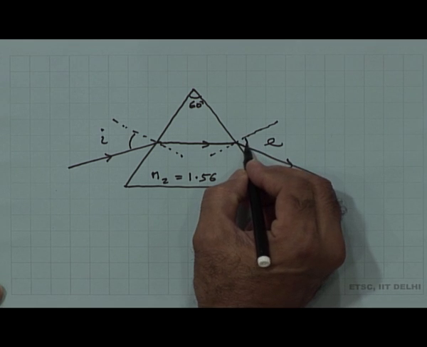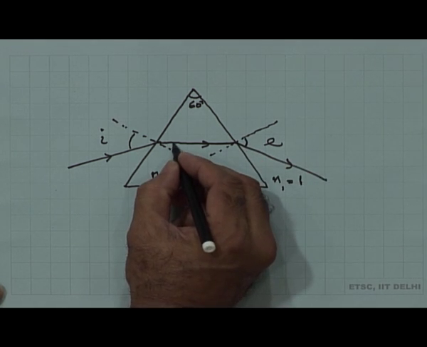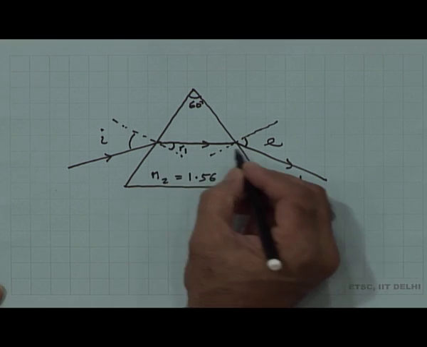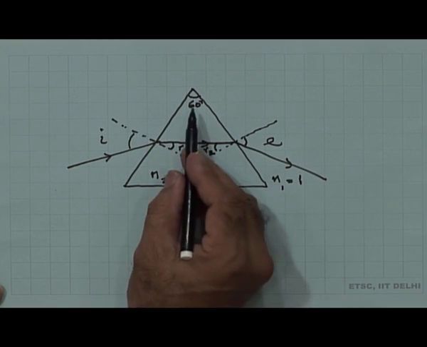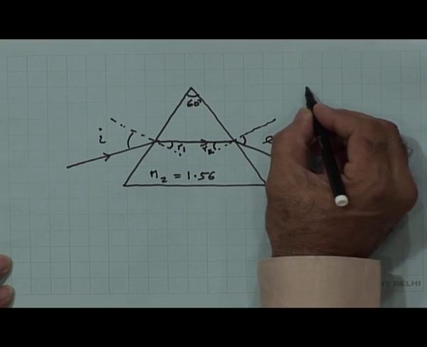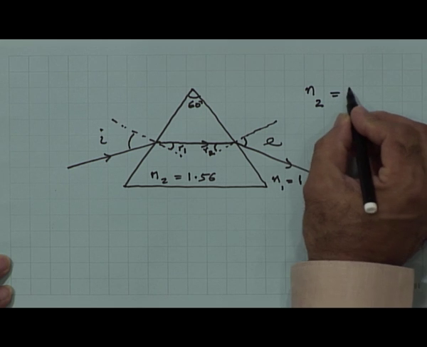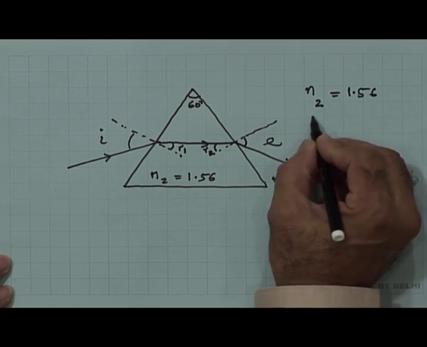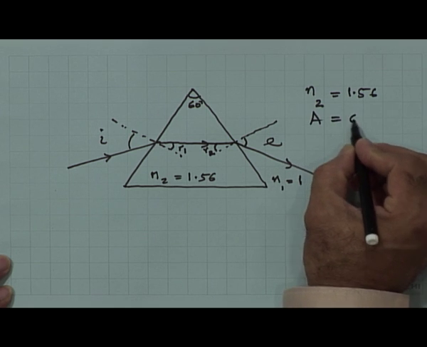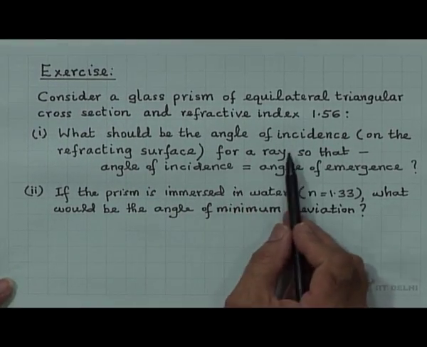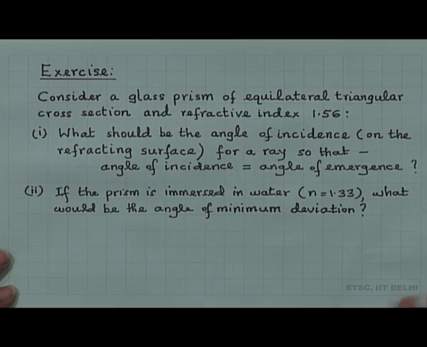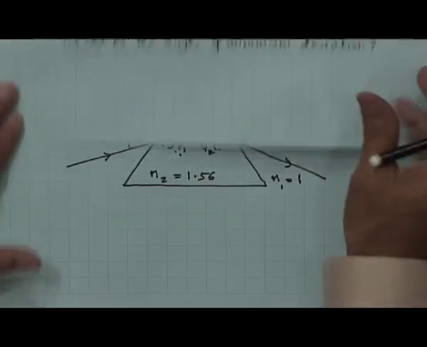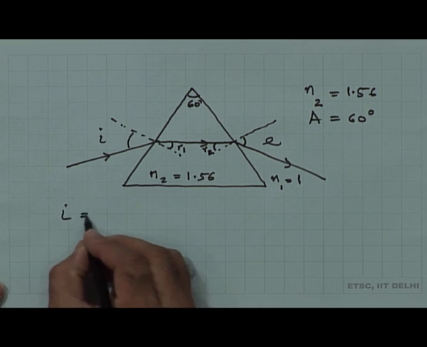So, this angle is the angle of emergence, and here is the refracting angle R1 and this is R2, and A is the angle of the prism. Given n2 is equal to 1.56, A is equal to 60 degrees. So, the first part of the question is what should be the angle of incidence, that is I, for a ray so that the angle of incidence is equal to the angle of emergence. So, I is equal to E.